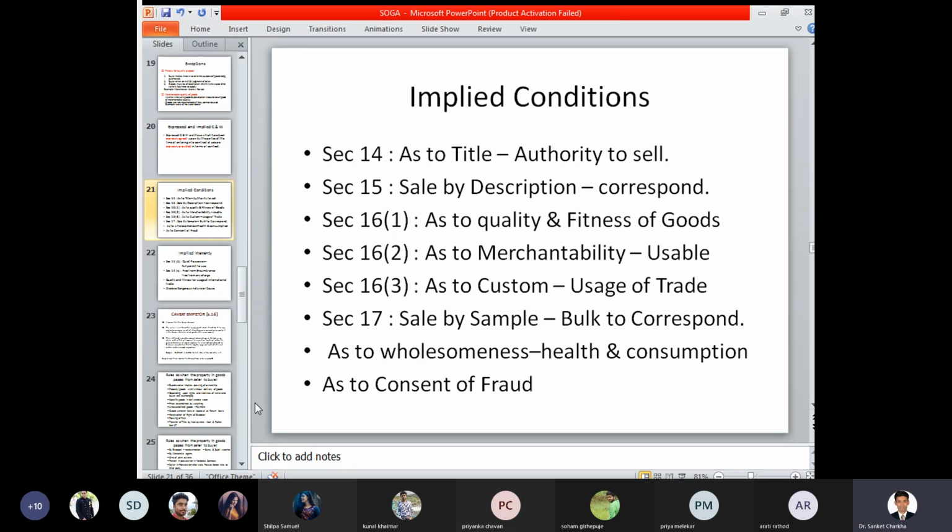And how can the title be identified? The title of the goods and services can be identified based on the bill, quotation or invoice that he has, from where he has purchased.